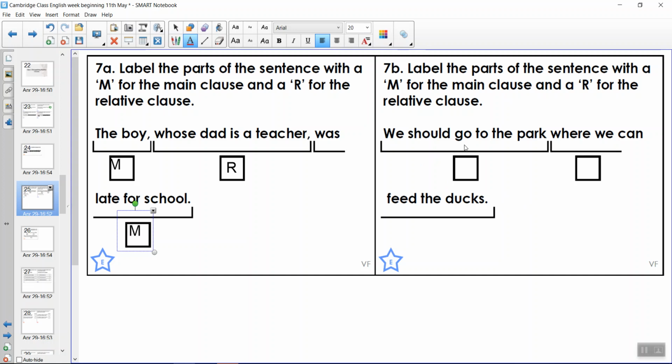Look at the next one. We should go to the park where we can feed the ducks. We should go to the park is my main clause. And what's special about the park? It's a place where we can feed the ducks.